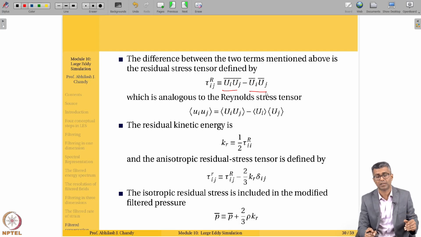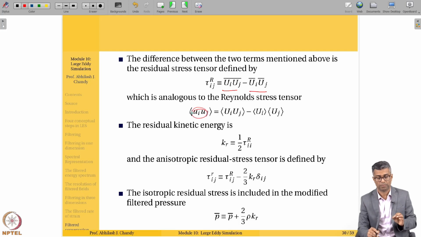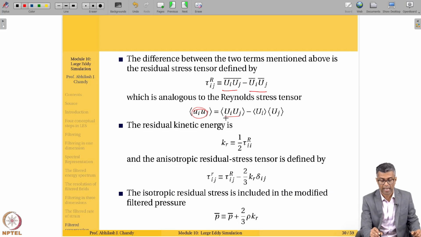Now this is analogous to the Reynolds stress tensor, which we had shown earlier, which is ui uj mean minus ui mean times uj mean. Remember, this is the fluctuation. Okay, this right here is the mean velocity, right? So it is the actual velocity product and then mean. So ui uj mean minus ui mean and uj mean. Fine.